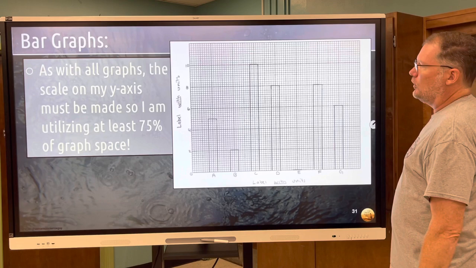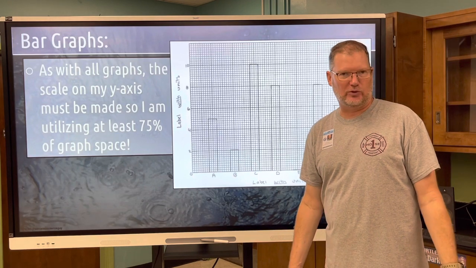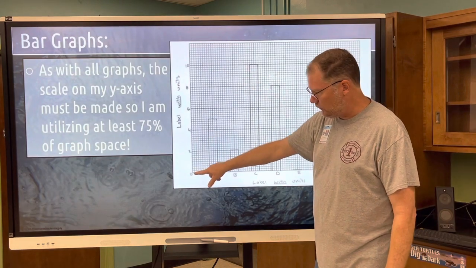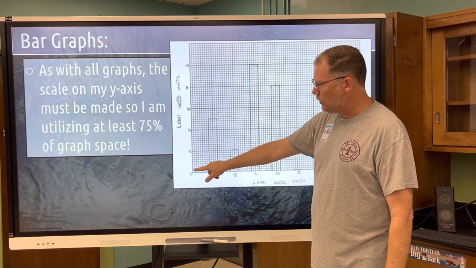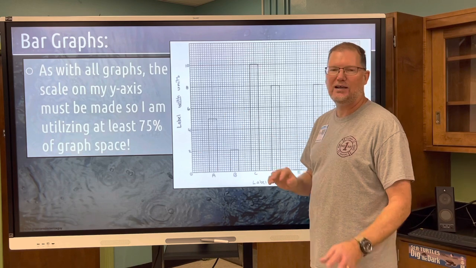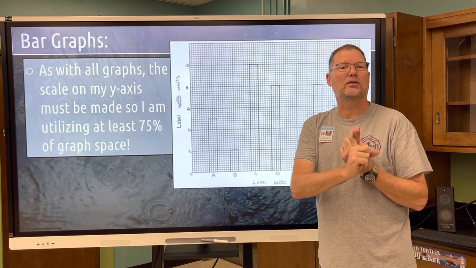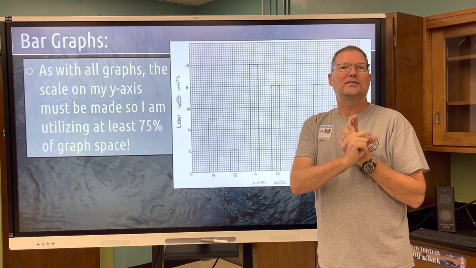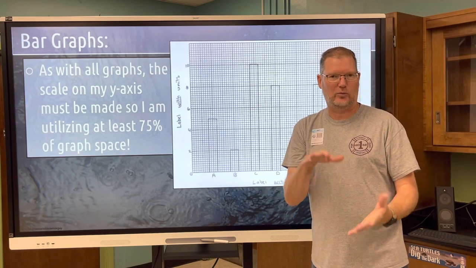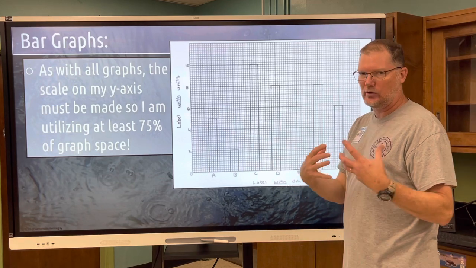Okay. So as with all the graphs, the scale on the y-axis must be made utilizing at least 75% of the paper's surface. So even though this goes to 10, I could have made it from 1 to 10 right there. Or, you know, here, I could have made it 1 to 10, where each one is a half. I could have, but that's only using a very small part of my graph, and it makes it hard to read. That's pretty much the main reason. It makes finding data points harder when you're not using at least 75% of the paper surface, okay? So you want to spread these scales out as much as possible when you can, using up as much of the paper as possible.